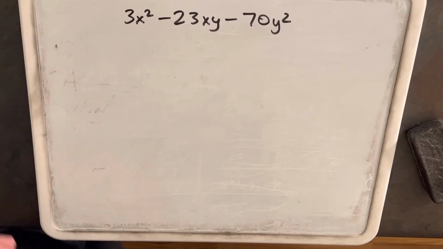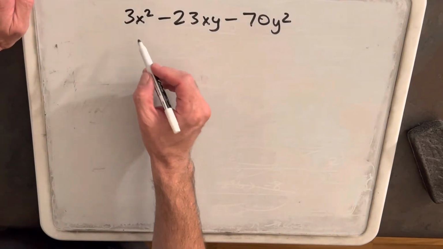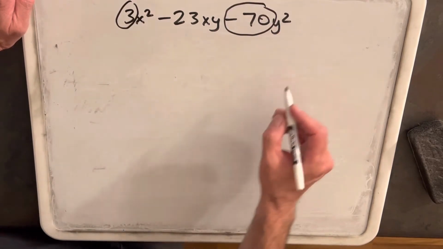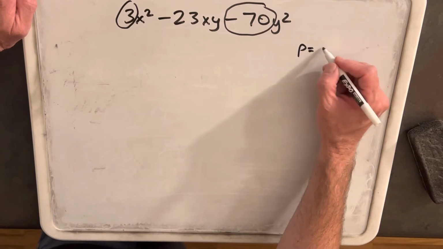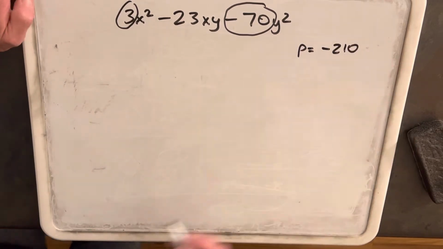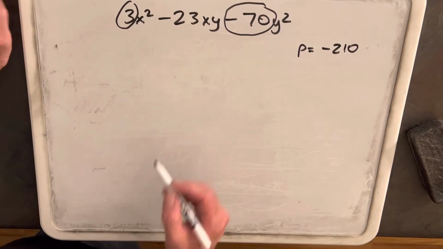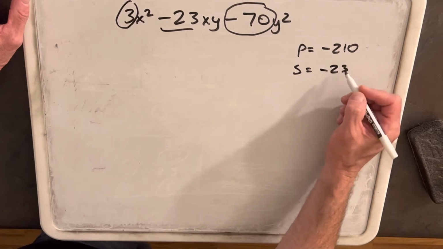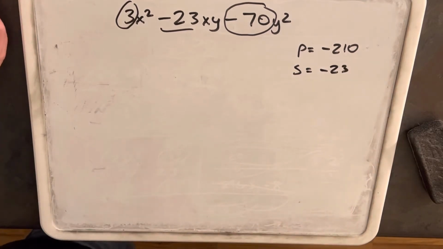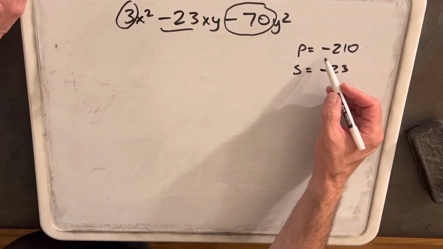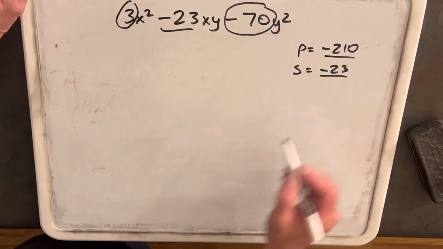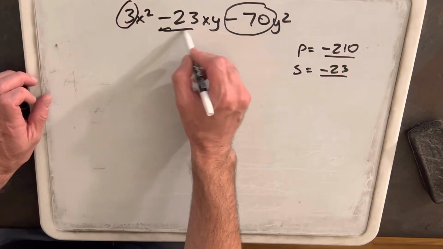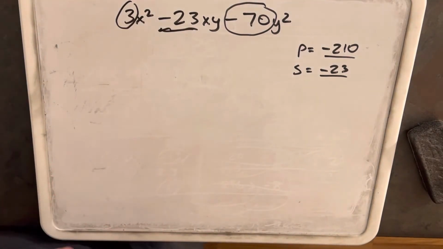The first thing we're going to do to factor by grouping is take the product of the first and last terms. We'll call this product P, and that's going to be minus 210. Then we'll call our sum minus 23. So we're looking for integers whose product is minus 210 and that sum to minus 23. That is how we're going to split this middle piece in factoring by grouping.